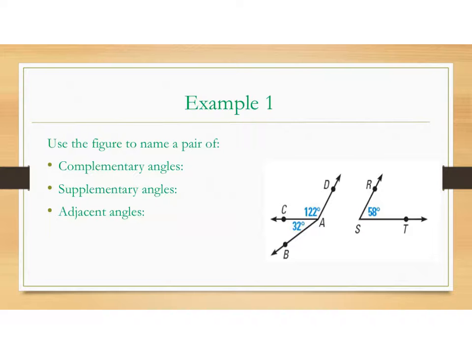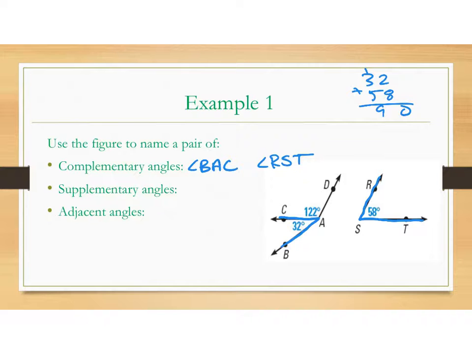Yes, ma'am. Angle BAC. Okay, that's one. And what is the other one? Angle RST. Notice if we took those two numbers, 32 plus 58, we would get 90. Those two are complementary angles because they add up to 90 degrees.